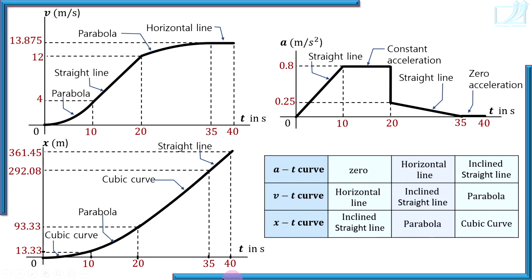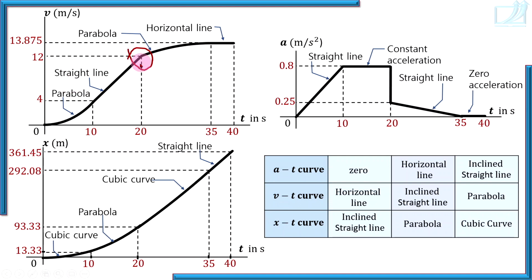Now the important thing is to quickly write the names of these curves here in the diagram. Remember this table, and it is simple: 0, horizontal line; inclined line, horizontal line; inclined line, parabola; and inclined line, parabola, cubic curve. So now take a pause, note down this table, remember this table.